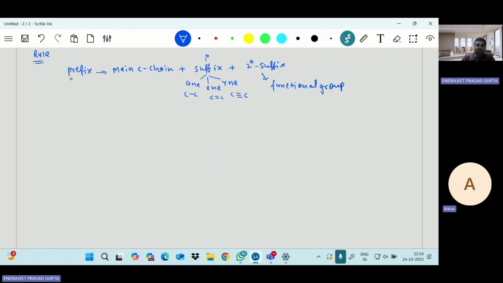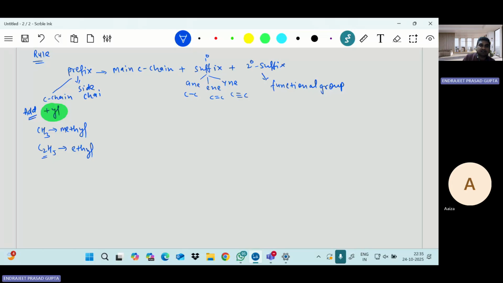Now, in the case of prefix, if you are writing a carbon chain, add yl to the carbon chain name. CH3 is one carbon, meth, so add yl: methyl. C2H5 is two carbon, eth, so add yl: ethyl. So methyl, ethyl, propyl, pentyl, like this. We have to add yl as the suffix. Are you getting what I'm trying to say? This prefix will not be the main carbon chain; it's a side chain.